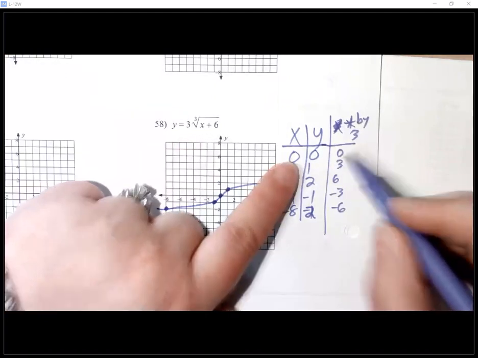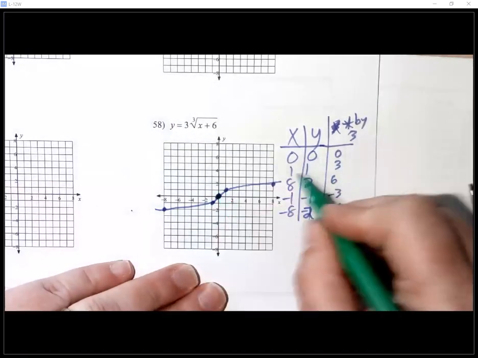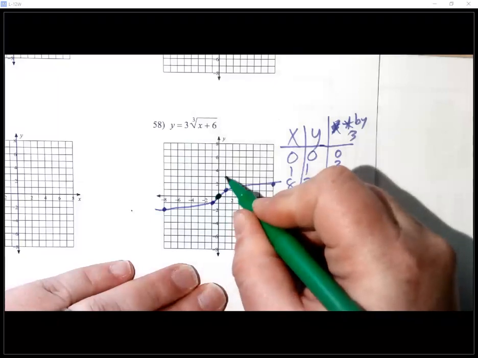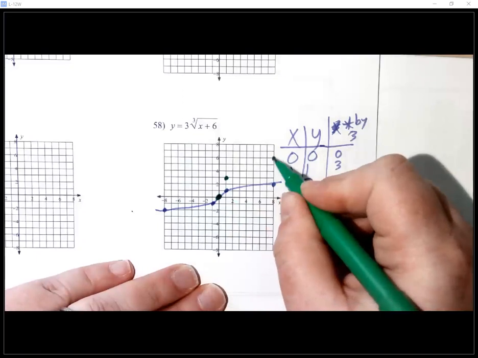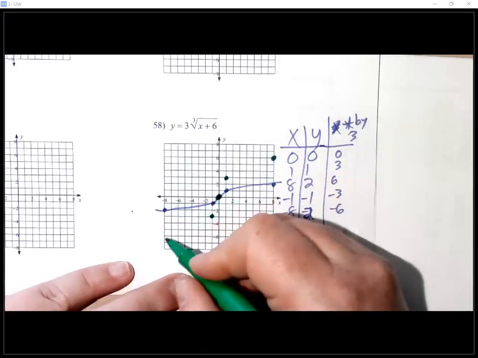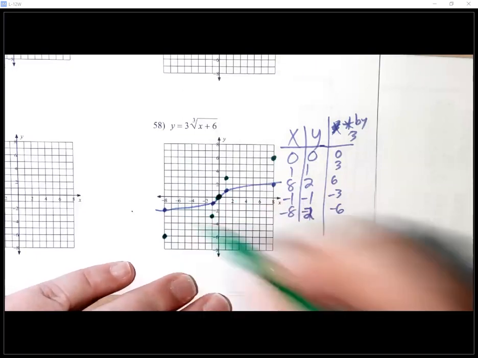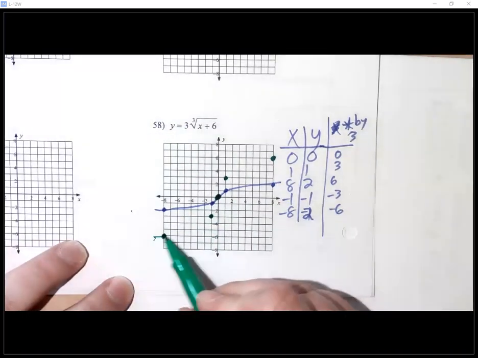Let me switch colors. 1, 3. 8, 6. There's all my y values times by 3, right? So I get this green graph.